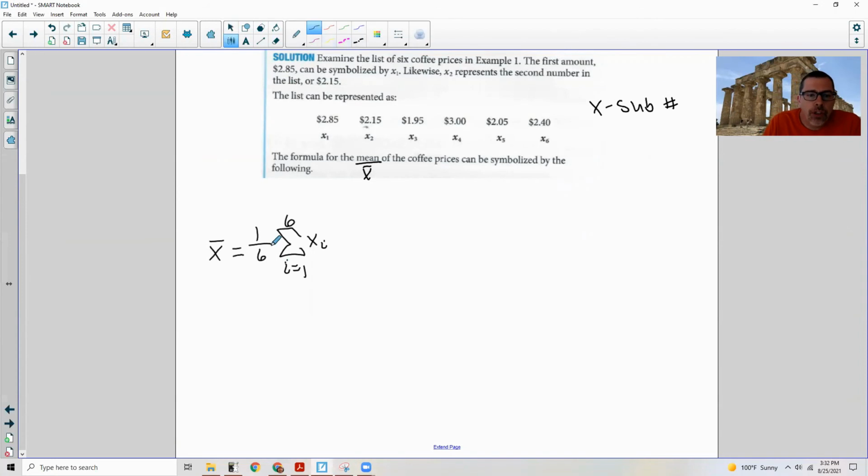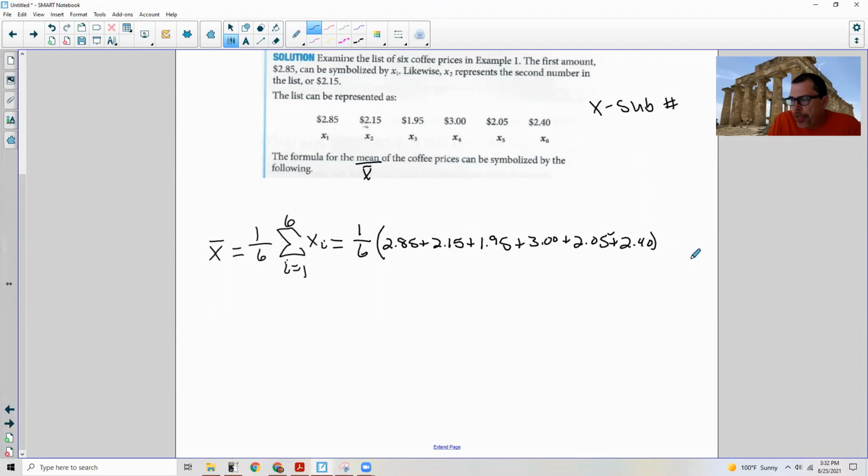Okay, so now instead of just writing this out, we're going to solve it by filling in our givens. We're going to say that that is going to equal 1 over 6 times the quantity of all of these added up. That's what this means. The sum of X sub 1 all the way to X sub 6. So you would say X sub 1 plus X sub 2, forgot my 1, plus X sub 3 plus X sub 4 plus X sub 5 plus X sub 6.